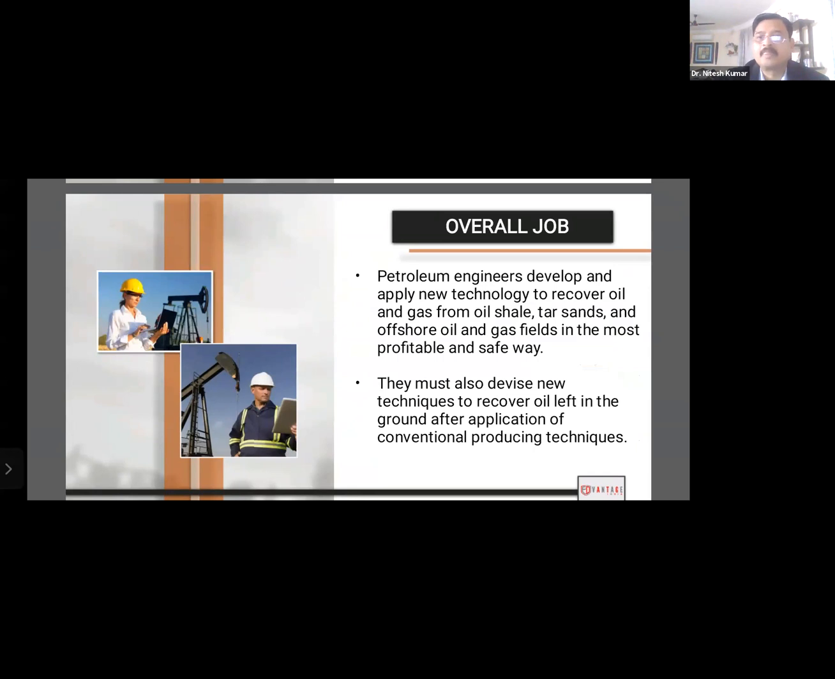All right. So let's start with some very basic definitions, guys. What do petroleum engineers do? We develop and apply technology to recover oil and gas from shale, tar sands, and offshore oil and gas fields in the most profitable and safe way. And we must devise new techniques to recover oil left in the ground. That is where enhanced oil recovery techniques come in. So that's petroleum engineering. Next page, please.